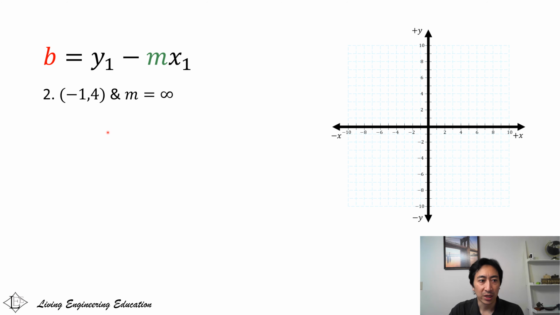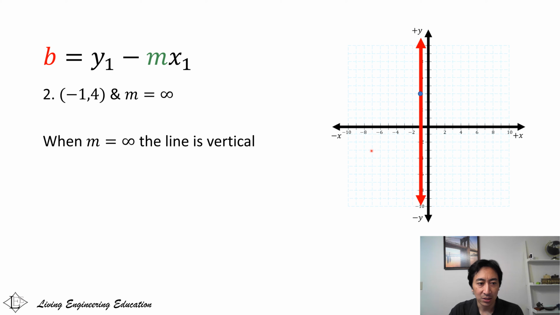Now let's take a look at our second problem set. We have -1, 4, and we have a slope that's infinity. Now in the past couple of videos, we've talked about what a slope of infinity would represent. Take a moment to think about what that would represent. And if you remember correctly, this will be a vertical line. An infinite slope is a vertical line.